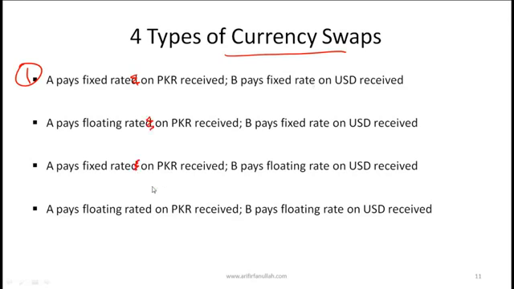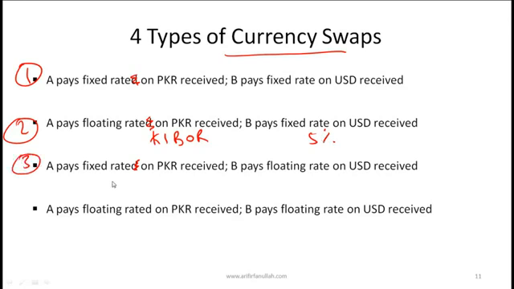Okay, I apologize for this typo. Now type 2 is where A pays a floating rate on PKR received. So for example, party A might pay based on the Karachi interbank offer rate, whereas party B pays a fixed rate. So that fixed rate might, for example, be 5%.